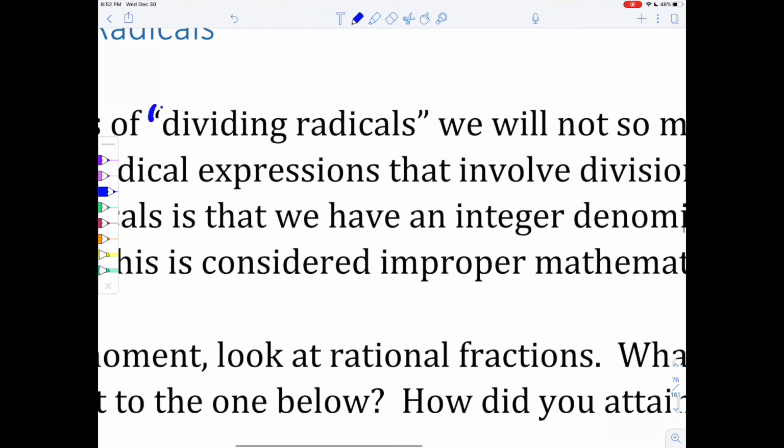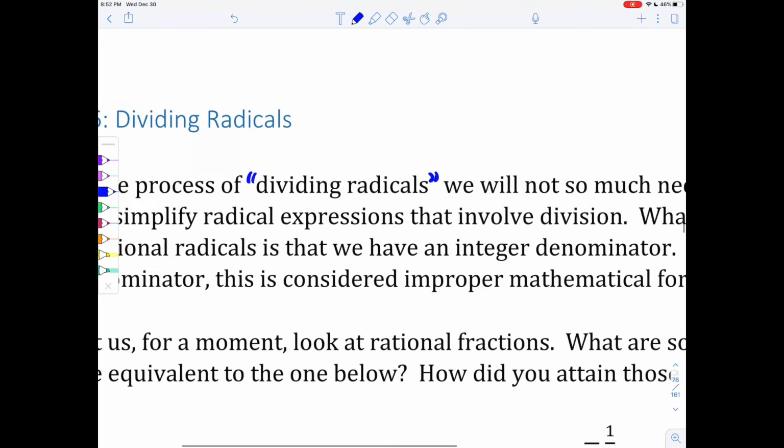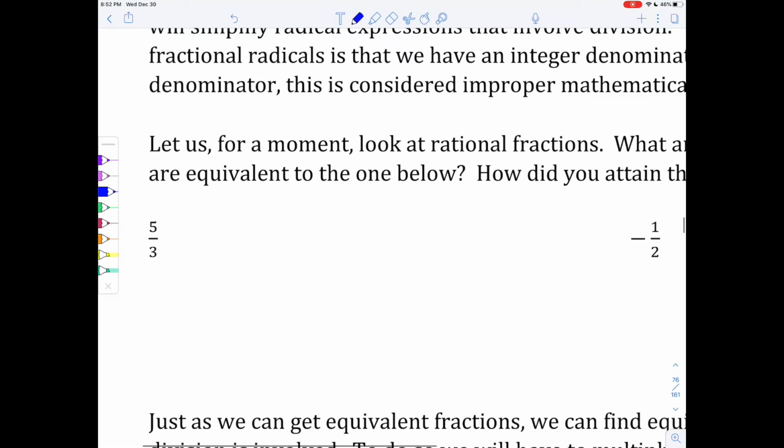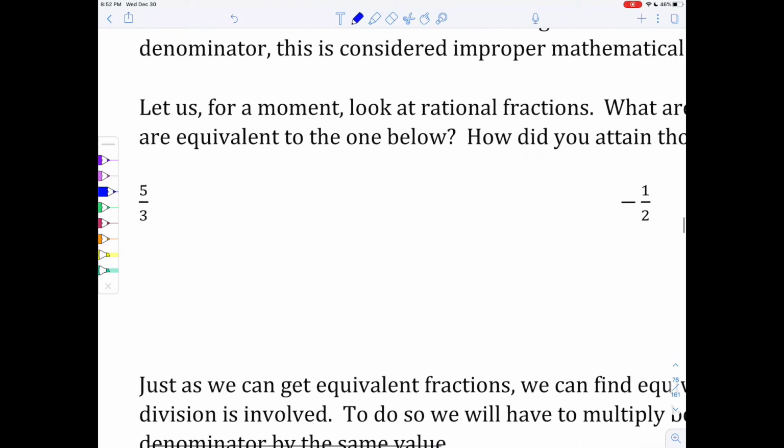We are dividing, technically, is what it's being called, but what we're really going to be doing is simplifying some radical expressions that happen to involve division. And we'll see what we have to do there. That'll be explained in a moment, but first, let's take a look at some rational fractions.